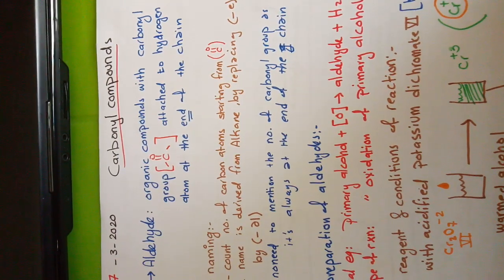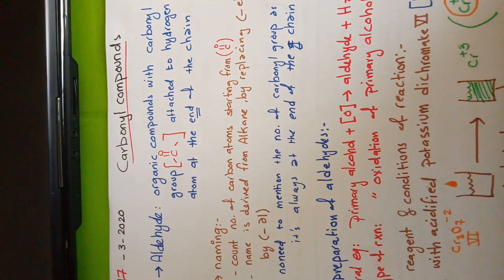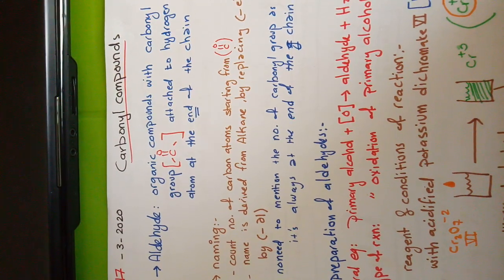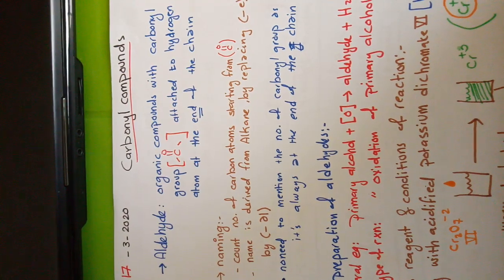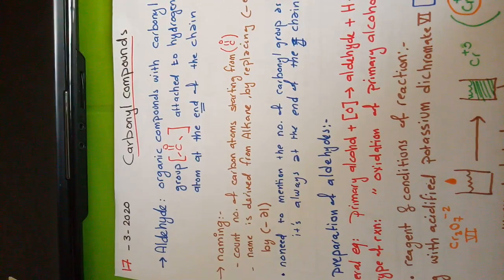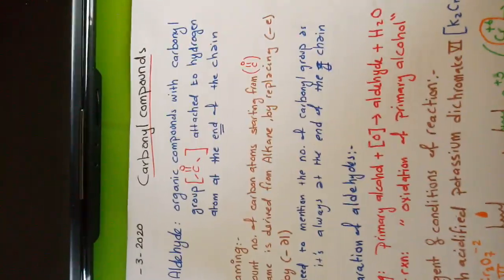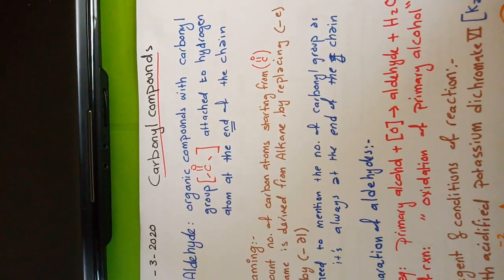Today, our lesson is about carbonyl compounds. Carbonyl compounds are classified into two main groups, aldehydes and ketones. And I will start talking about aldehydes. All right. Aldehydes are organic compounds with a carbonyl group.